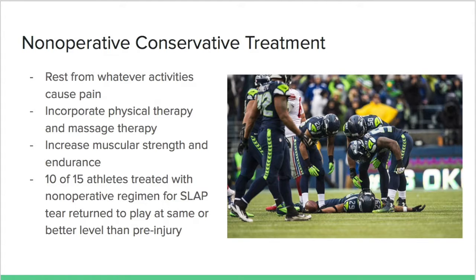Passive and active range of motion may be used. It should be noted that exercises to improve strength and endurance of the shoulder joint should not be included in rehabilitation until these activities can be performed pain-free. In some cases, cortisone or non-steroidal anti-inflammatory medication may prove beneficial. In a study of 15 athletes, 10 were able to return to play at the same level, or better level, than pre-injury, following non-operative treatment of a labral tear.